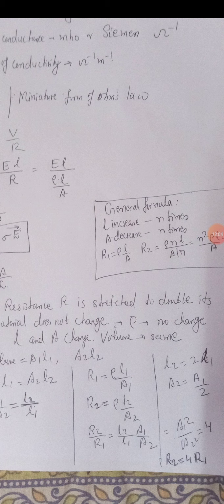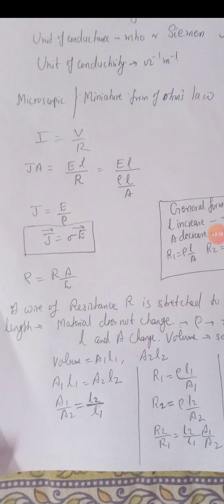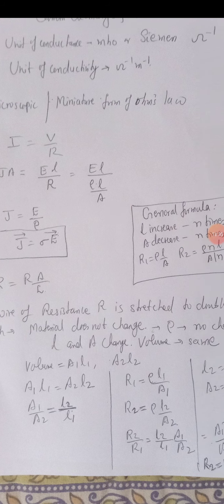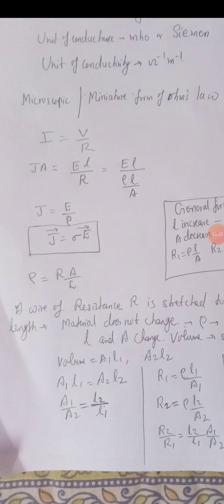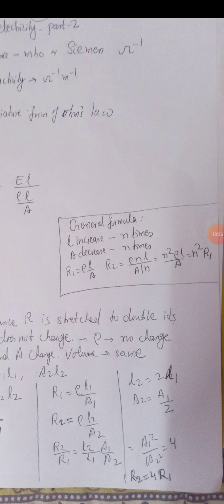Now student, according to the given condition, L2 is twice L1, you can see it, I have written it. Now if L2 is twice L1, then L2 upon L1 is 2, here see. Then from the volume relation, how much is A1 upon A2, student? A1 upon A2 will be 2. So A2 will be A1 upon 2.